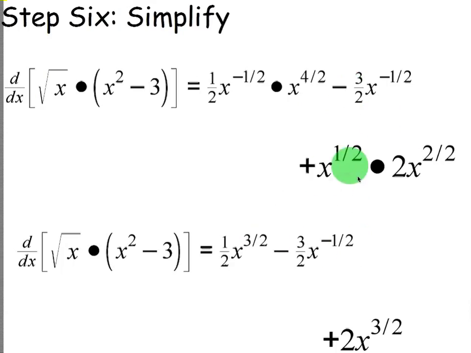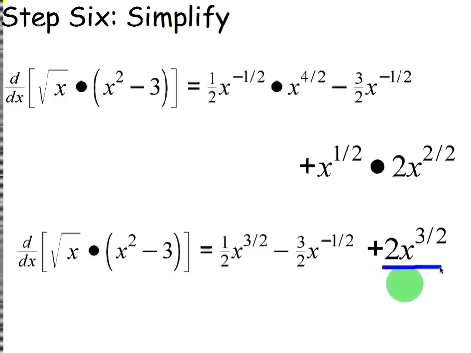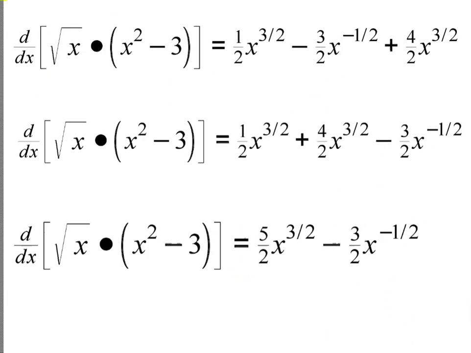And then for here, we're going to have 2 first of all, and then x to the 1/2 times x to the 2 over 2 is x to the 3 over 2. So we have 1/2 x to the 3/2 minus 3/2 x to the negative 1/2 plus 2x to the 3/2. Now if you notice, both of these have the same exponents, so we can actually combine them by adding the coefficients 1/2 and 2. So 1/2 plus 2 is 2.5, which is the same as 5/2.